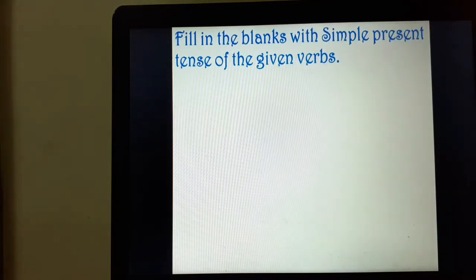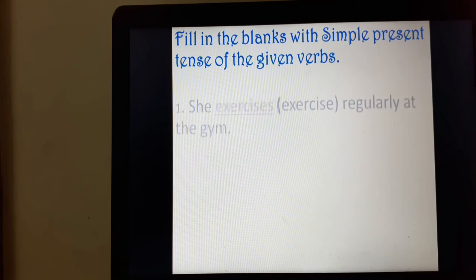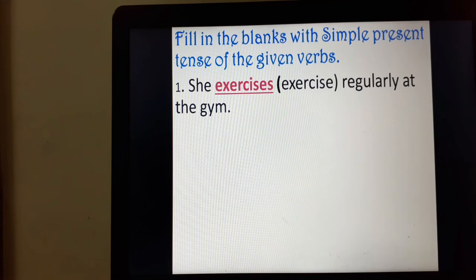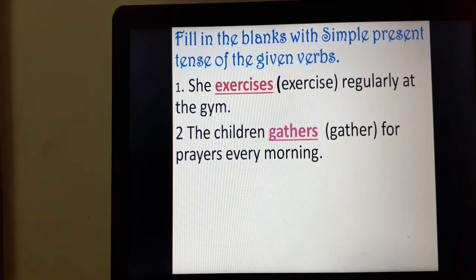Here we'll do some exercise to understand the lesson in a much better way. Fill in the blanks with simple present tense of the given verbs. Number 1. She exercises regularly at the gym. In the bracket, exercise is there, and as she is there, so we have used V1 with es. Next, the children gather for prayers every morning.